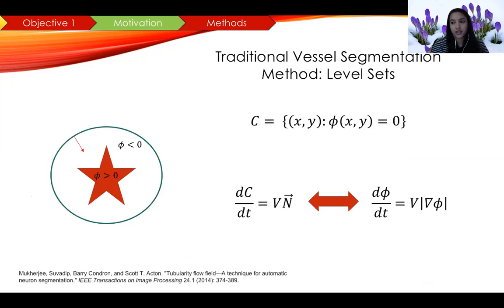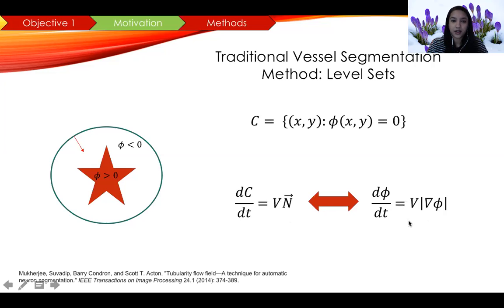A traditional method to segment vessels, resulting in smooth contours while still capturing fine vessel details, is the level set method. The object of interest is represented by the red star. The level set framework defines a curve by the signed distance function phi, where phi equal to 0 is the 0 level set, which moves towards the object boundary. The curve moves according to a velocity v in the normal direction. To move the curve, I move phi according to this equivalent expression.